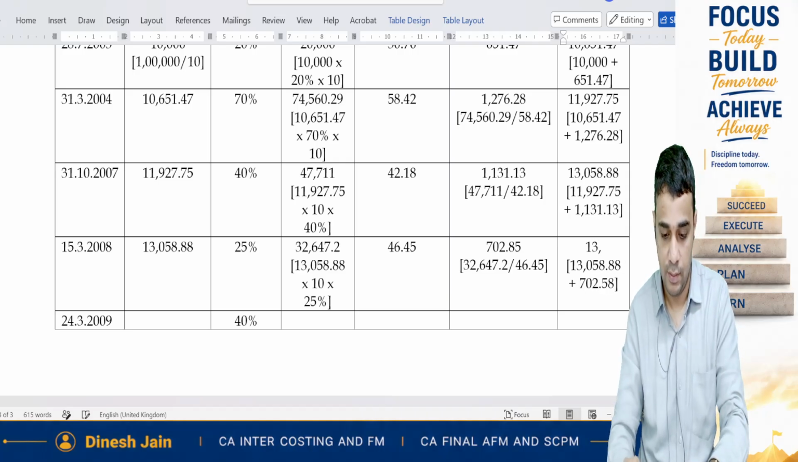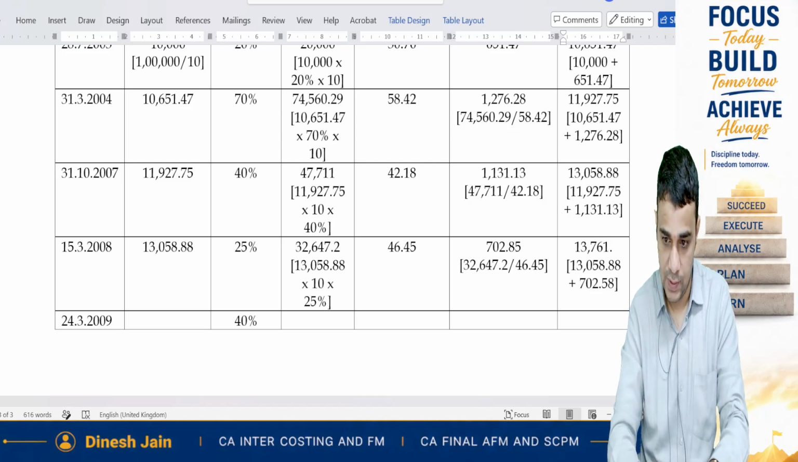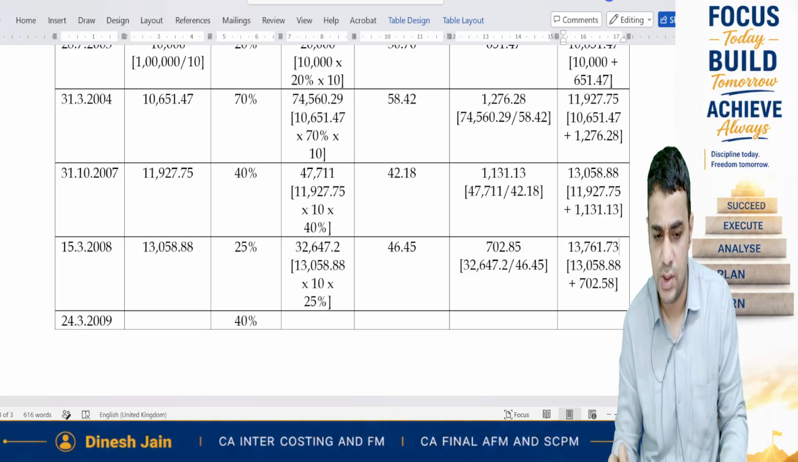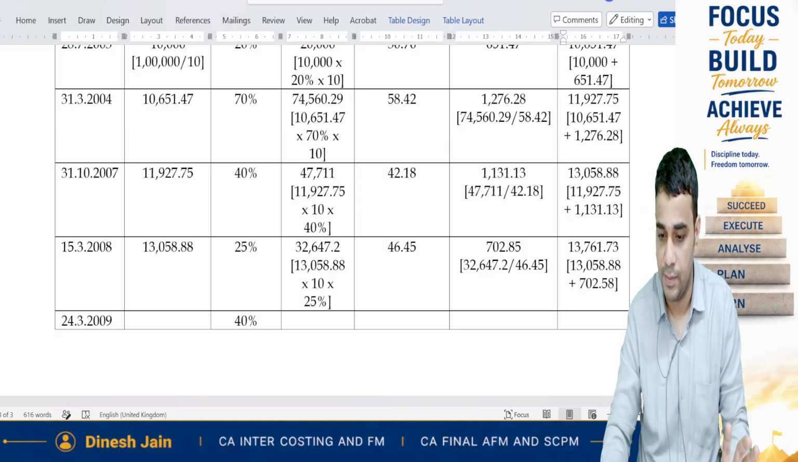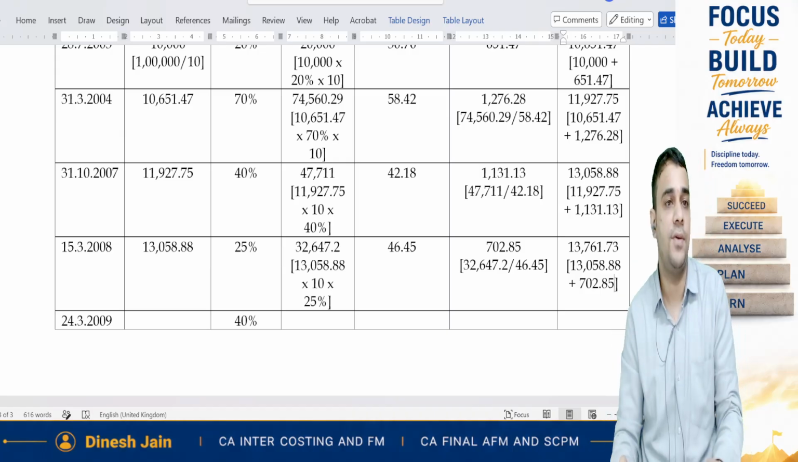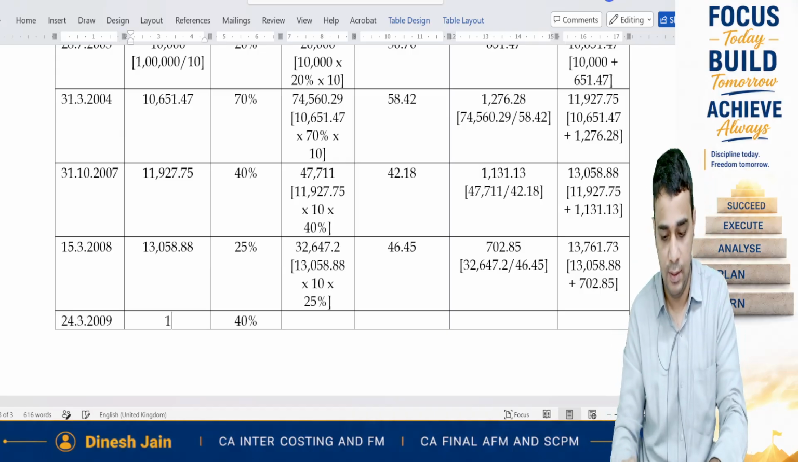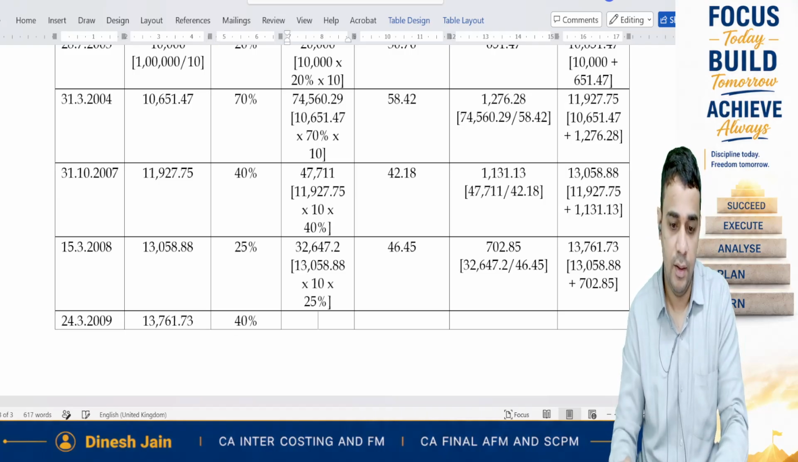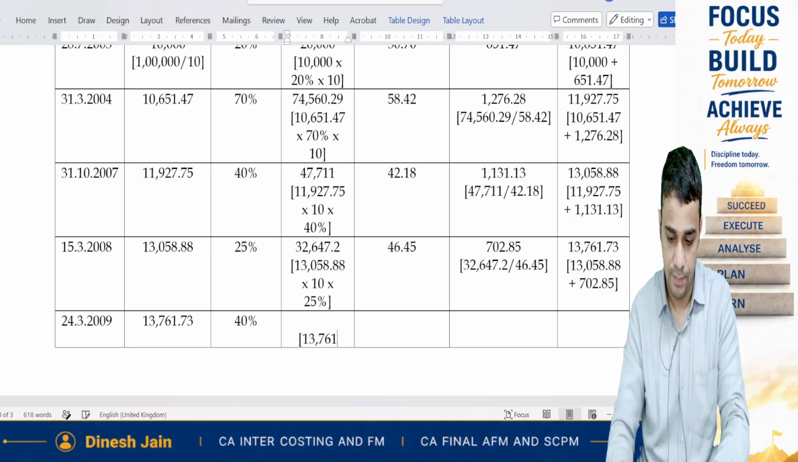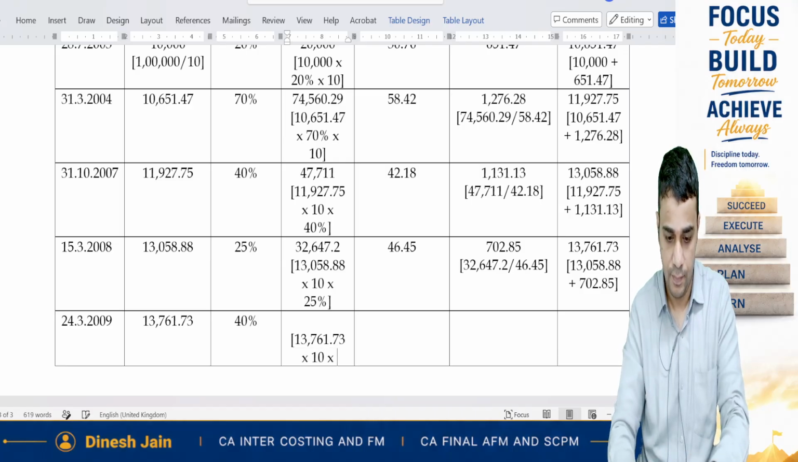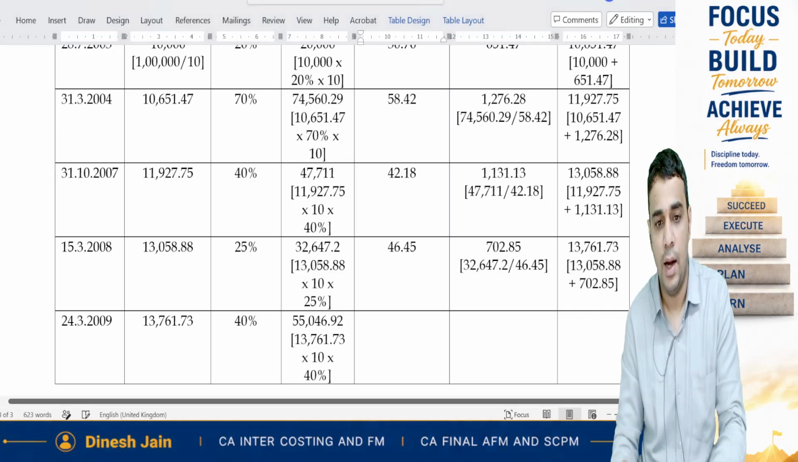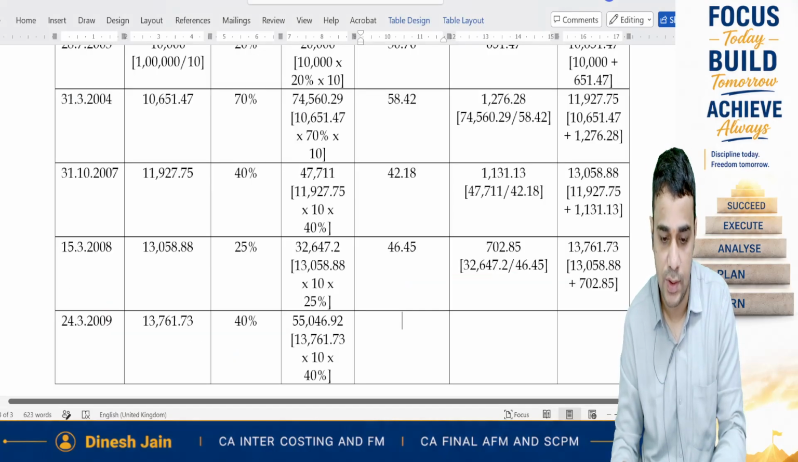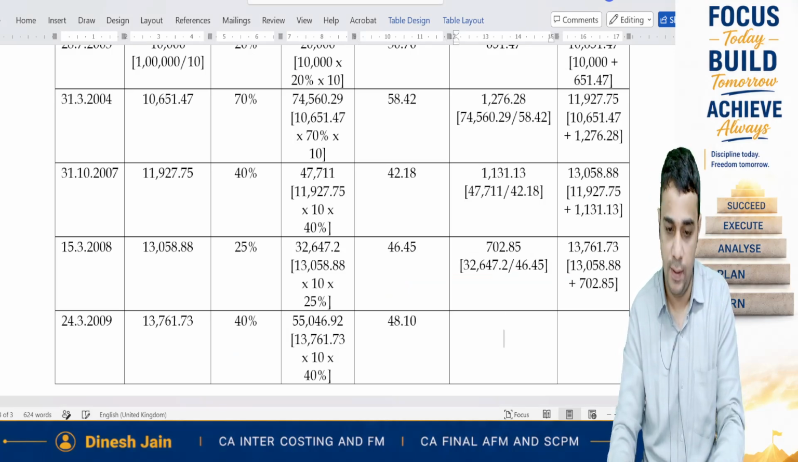13 761.7. No. Check. 88 plus 58. Sorry, 85. Sorry. My mistake. 13761.7 into 40%. Sorry, 0.9. Again, there is a reinvestment NAV on this day, which is 48.1.